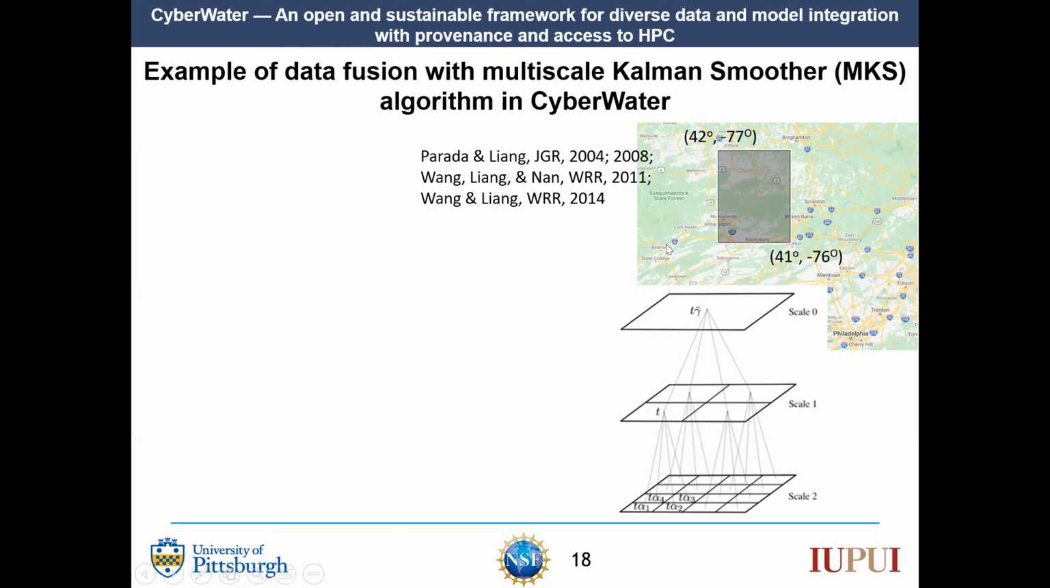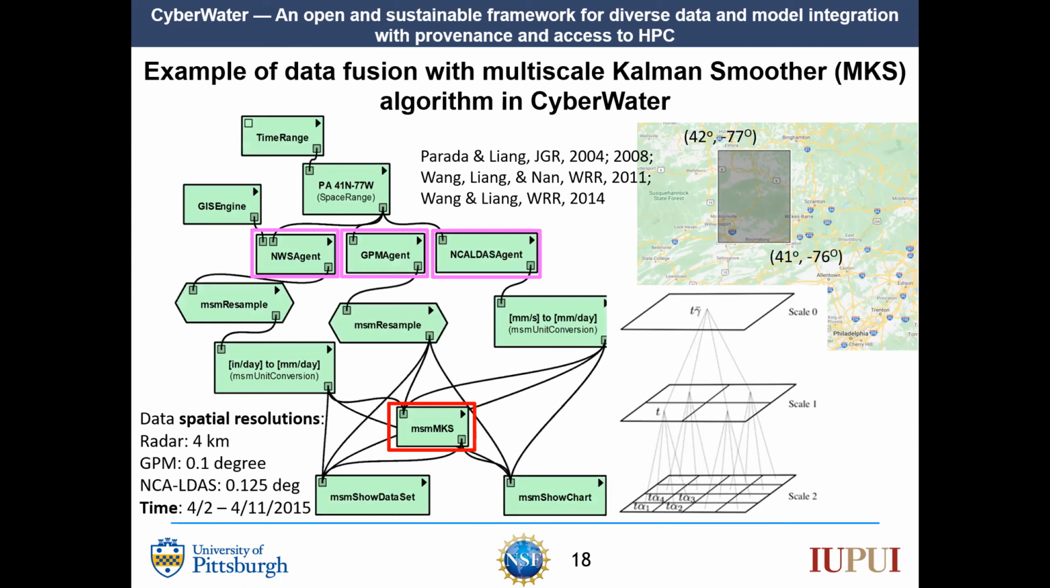So what I want to show you in this example is to fuse 3 different precipitation data products over this 1 degree by 1 degree region. And this region covers part of the southwest Susquehanna River Basin. So here are the 3 different precipitation data products. The first one is the radar precipitation data from the National Weather Service. We have this radar data brought into the CyberWater system by using our radar data agent, which is this one.